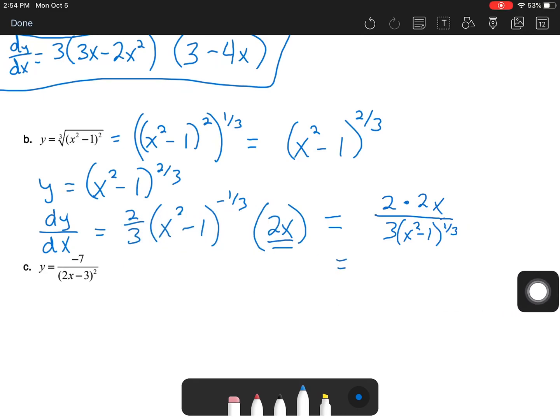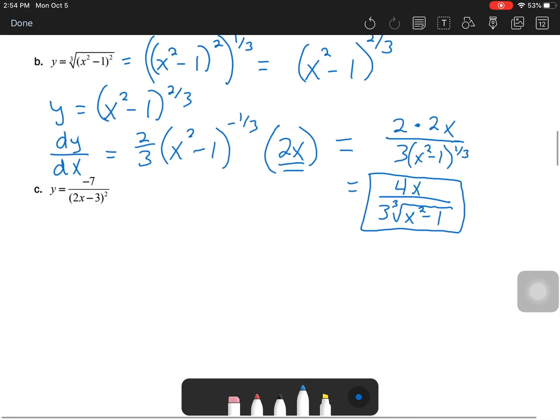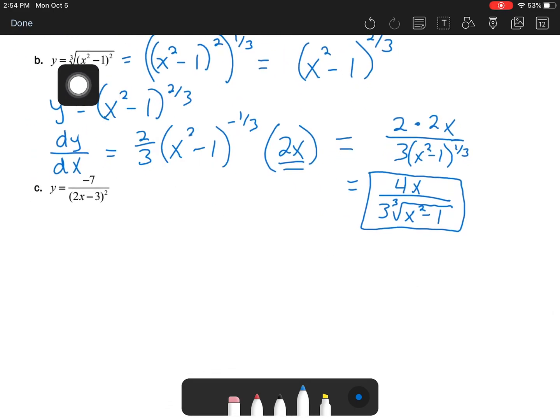Okay, so cleaning that up, I'd have 4x on top, and then I'd have 3, and they'd probably go back to a cube root instead of a 1/3 power. Cube root of x squared minus 1. It's probably the most likely way you'd see that answered. If it starts with a radical notation, it'll probably end with that again. So, okay, hopefully that one is making sense. And let's do one more here.